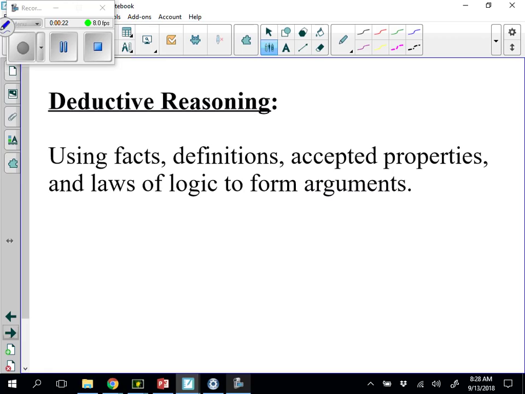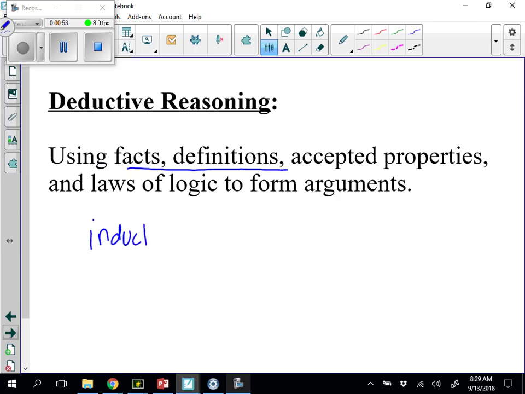So deductive reasoning, you're going to be using facts, definitions, accepted properties, and laws of logic to form arguments. Now remember, you can pause this video at any time so that you can get caught up with your writing and then resume it to listen to what I'm going through. One thing I want you to pay special attention to is how different this is than inductive. Using facts, definitions, etc. So we are not looking at patterns.